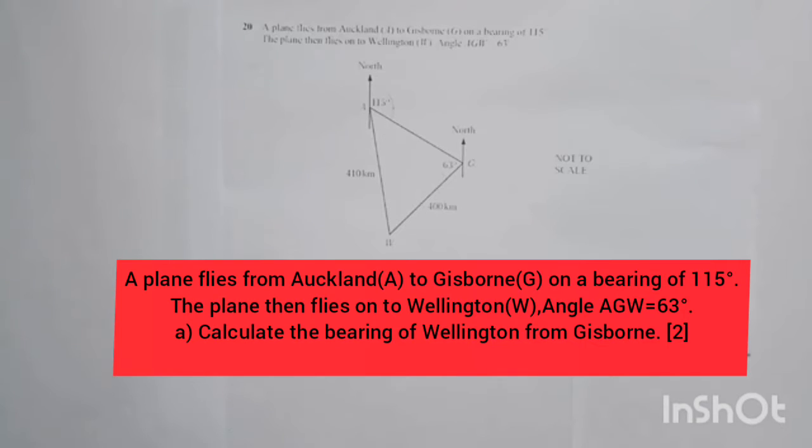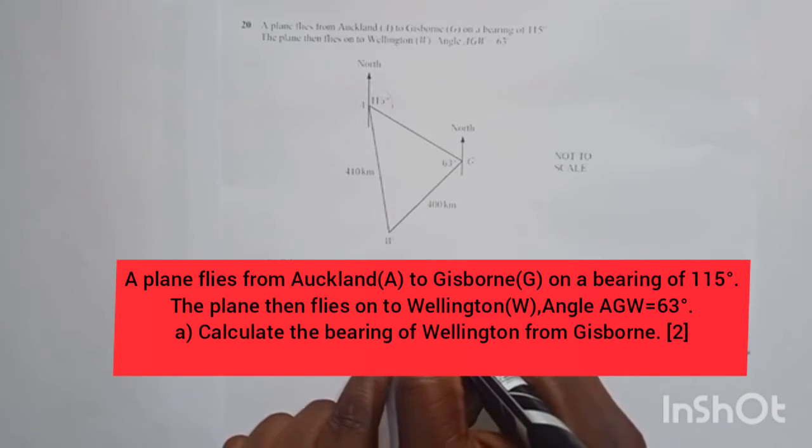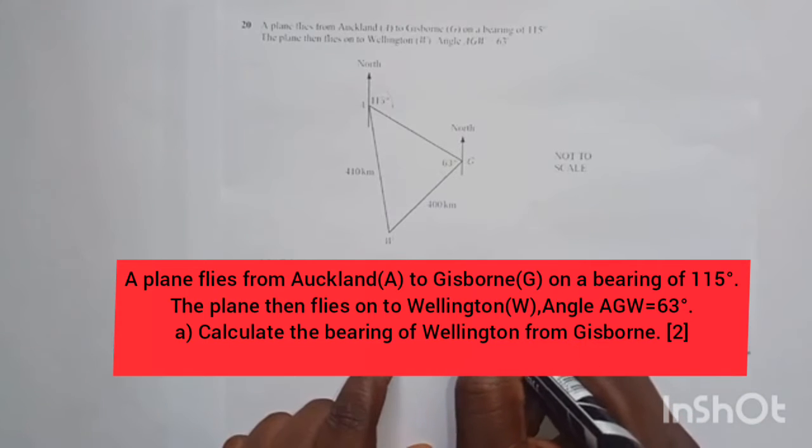Welcome back to the next question. It reads: the plane flies from Auckland to Gisborne on a bearing of 115 degrees. The plane then flies to Wellington. Angle AGW is equal to 63 degrees. Calculate the bearing of Wellington from Gisborne. Like what I told you, do not be terrified about the names of the cities. We can represent Wellington by W and Gisborne by G.